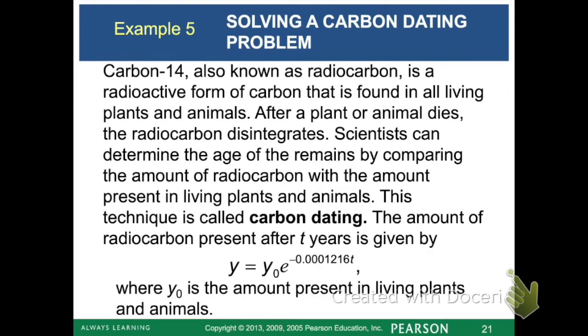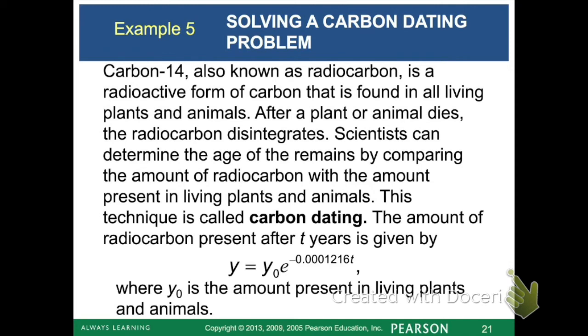Example 5, solving a carbon dating problem. Carbon-14, also known as radiocarbon, is a radioactive form of carbon that is found in all living plants and animals. After a plant or animal dies, the radiocarbon disintegrates. Scientists can determine the age of the remains by comparing the amount of radiocarbon with the amount present in living plants and animals. This technique is called carbon dating.